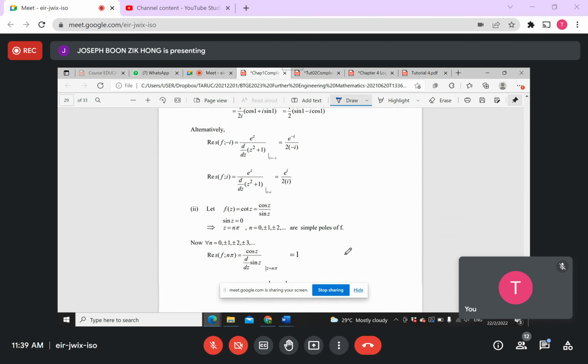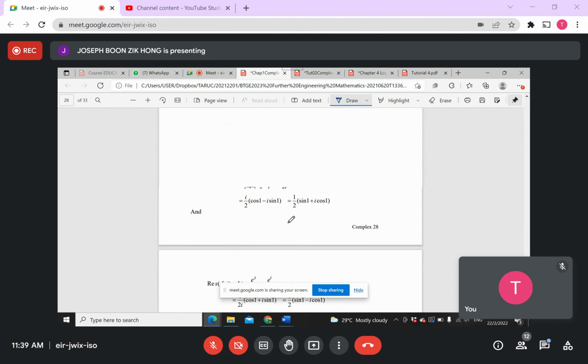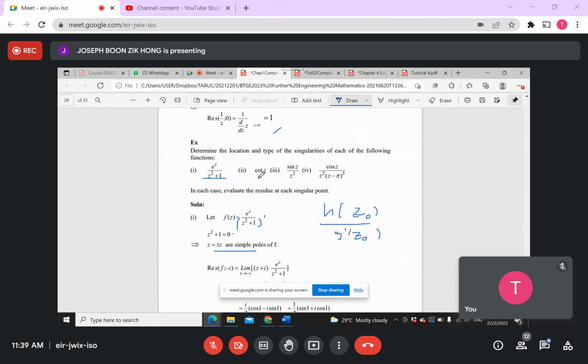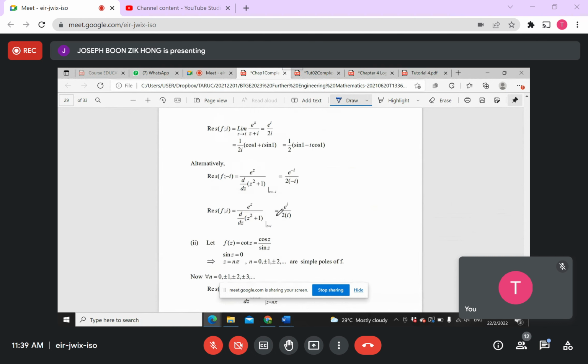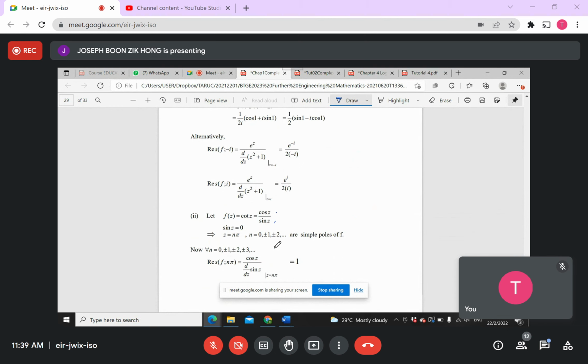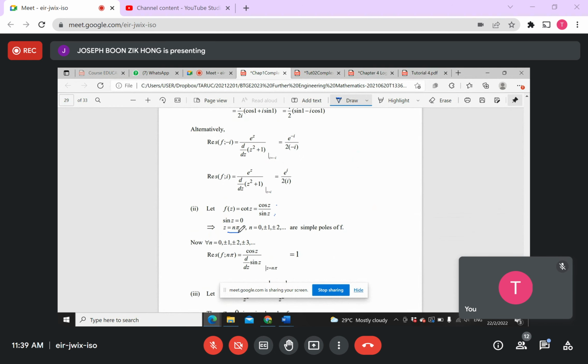Okay, so next one, question 2. Question 2 is cot z, cotangent z. Cotangent is what? Cos divided by sine. So sine z equal to 0, that means my z will be n pi. So again, this is a simple pole, because it is power of 1.